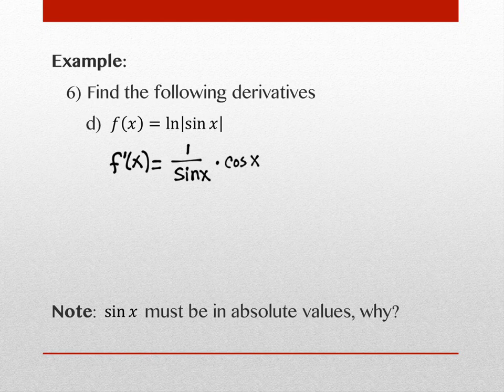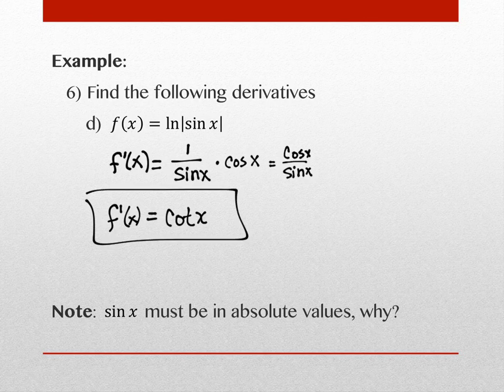Again, you can leave it like that if you wish. But there's a nicer way to write cosine of x over sine of x. Do you remember what it is? It is cotangent of x. So this is the cotangent of x.